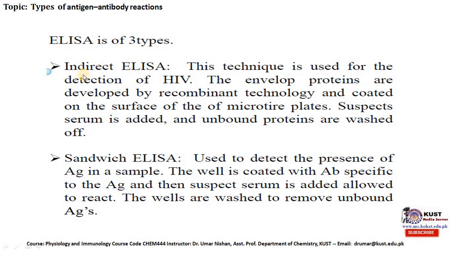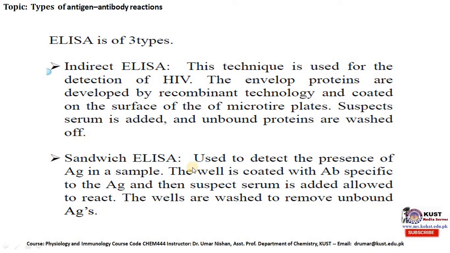ELISA is of three types. Indirect ELISA. This technique is used for the detection of HIV. The envelope proteins are developed by recombinant technology and coated on the surface of the microtiter plates. Suspect serum is added and unbound proteins are washed off.